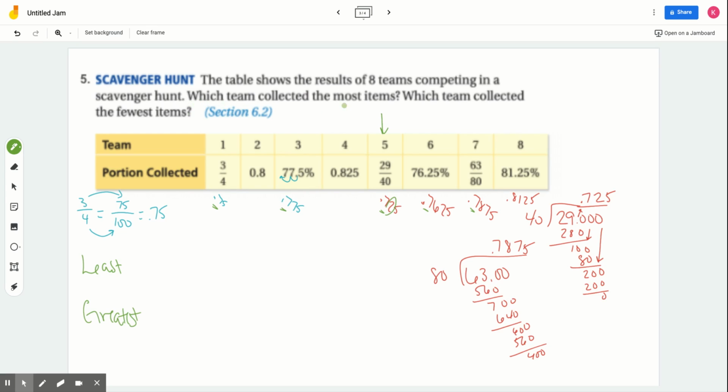So when it says which team collected the most items or which team collected the fewest, it's team 5. It's asking us which team, so we need to make sure we're answering what it's asking. So team 5. Now, when we're looking at the greatest, we know that our numbers with 0.8 are our larger numbers. So here we can compare the next digit. Well, if there's no digit, it's a 0, a 2, or a 1. The largest of those would be the 2. So team 4 collected the greatest amount of items.